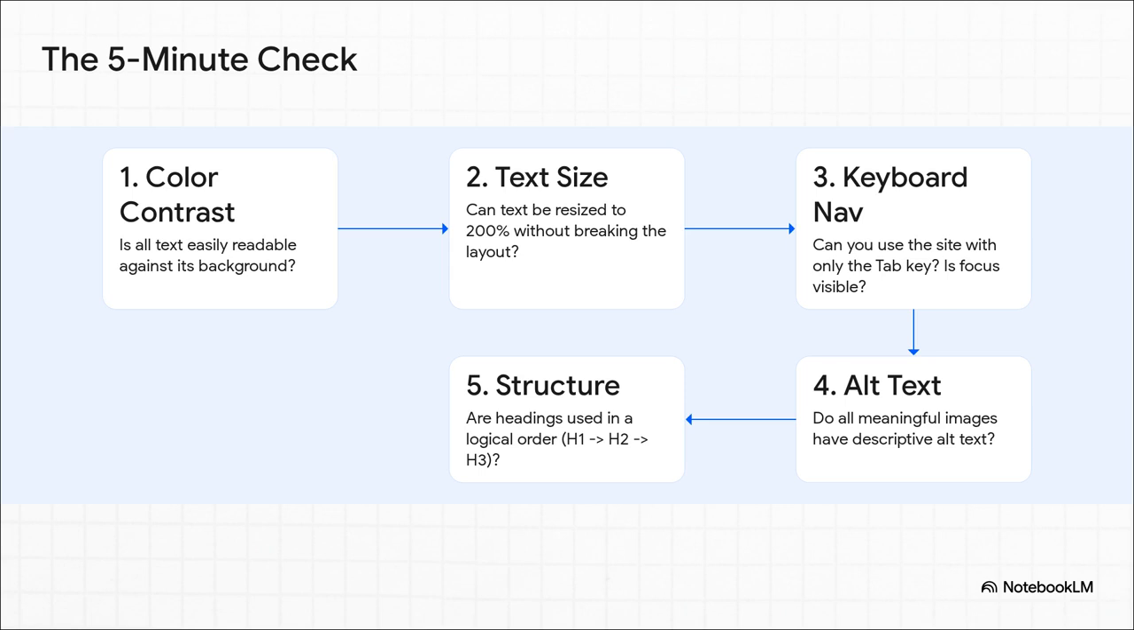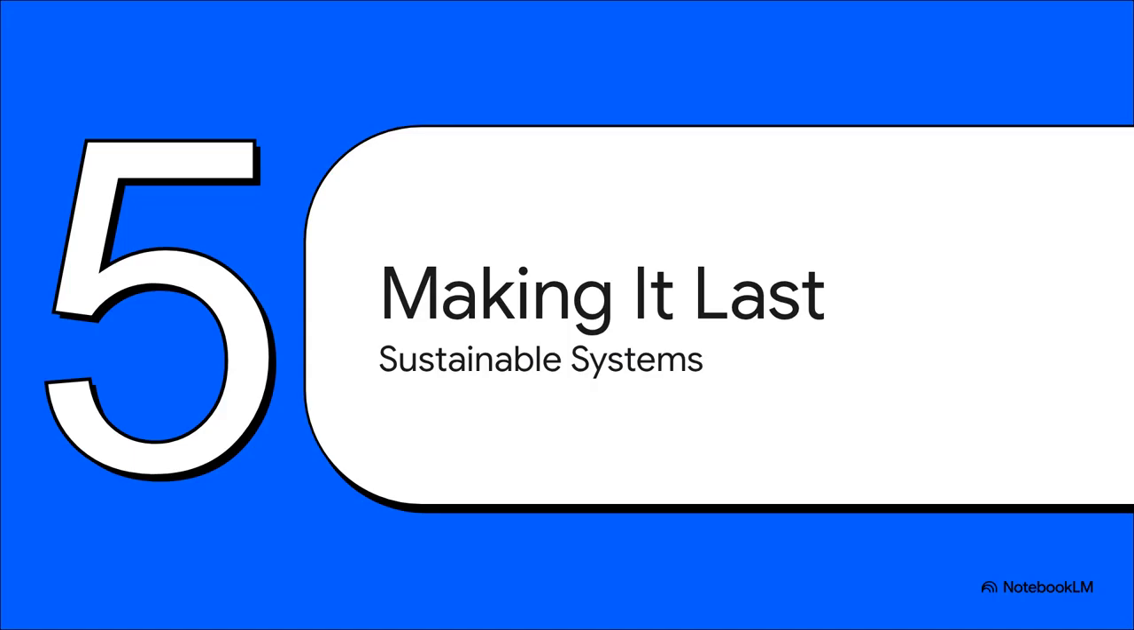4, do your images have good descriptive alt text? And 5, are your headings in a logical order? H1, then H2, then H3. These 5 simple checks can uncover some major problems that are probably hiding in plain sight. But here's the thing. A one-time check is great, but it's not the end goal. Real inclusivity has to be sustainable. You have to think of accessibility less like a project you finish and more like a garden you have to tend to all the time.